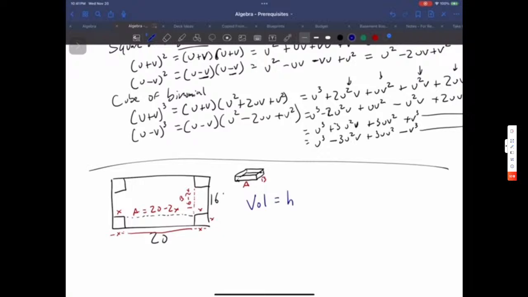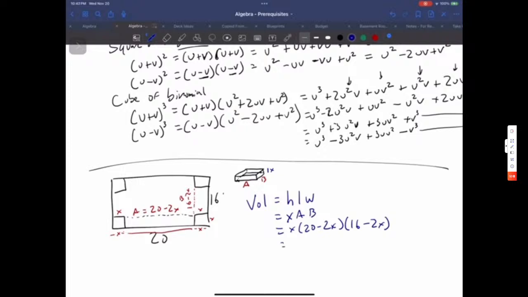The height times the length times the width, where the height is going to be x. This is going to be x times a times b, which we can substitute as x, 20 minus 2x, and 16 minus 2x. So how would we get all that out? Well, we can plug and chug, as they used to say. So let's FOIL the first one.